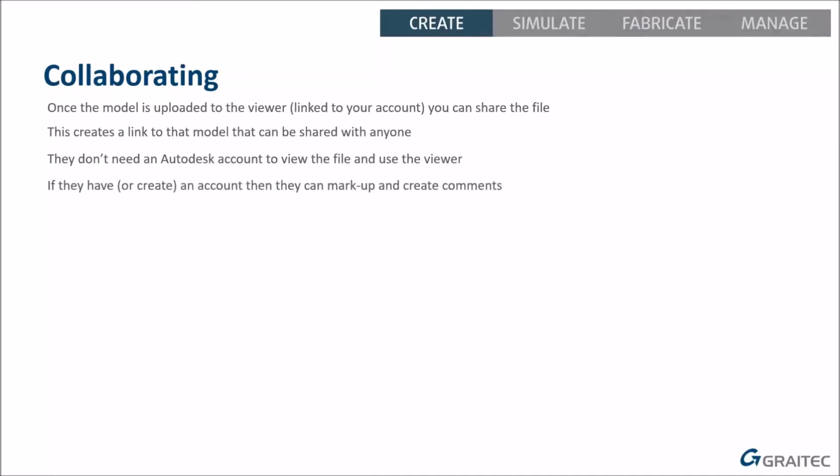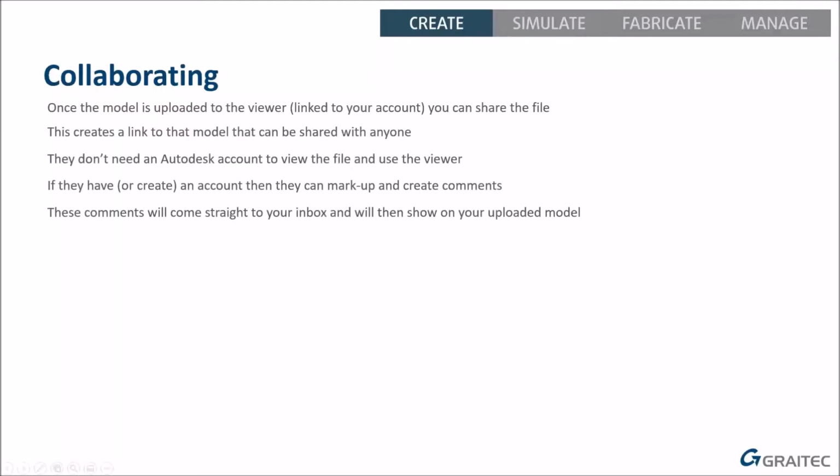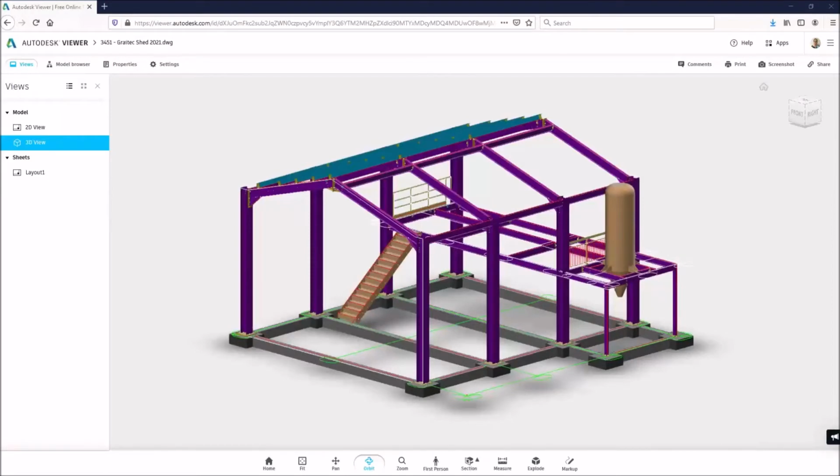If they have an Autodesk account or they create one, so you don't need to buy Advanced Steel to create an Autodesk account, you can create one for free, they can actually then mark up and create comments on your shared view. And then these comments come straight to your inbox and they show on your uploaded model. So once I'd created that view, I sent it to my colleague John Bennett, who has been commenting on it while I've been waffling away.